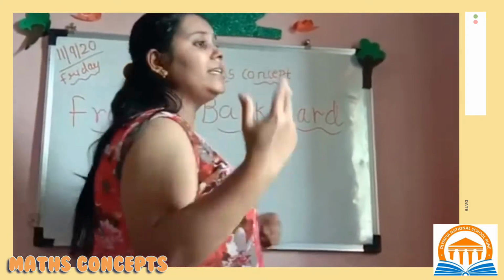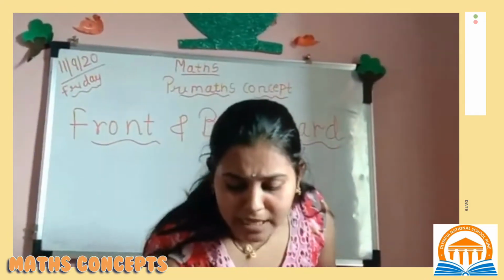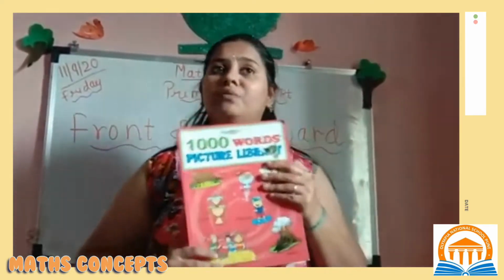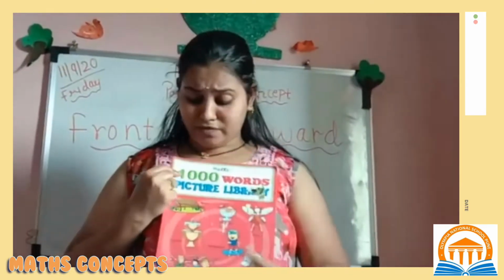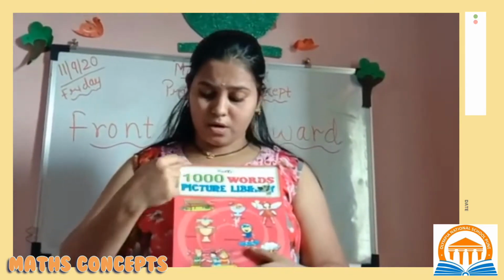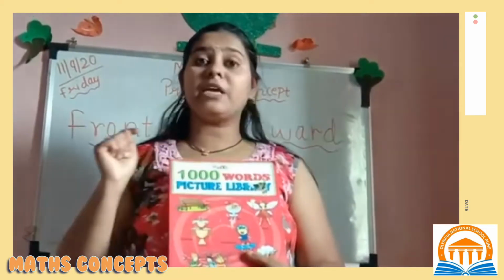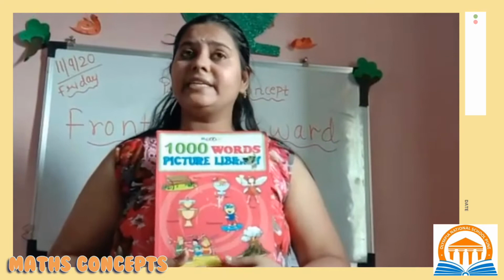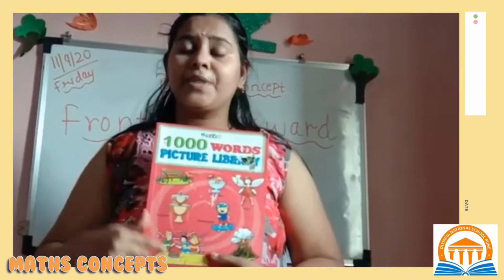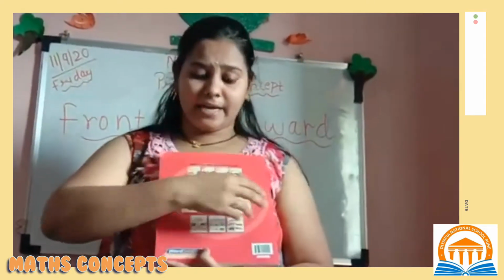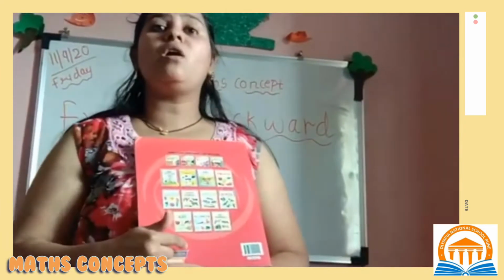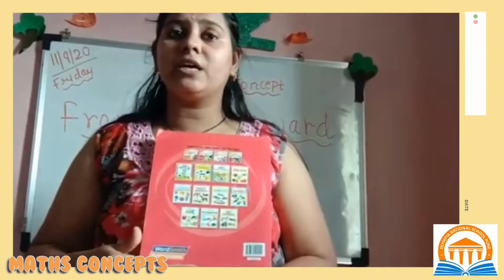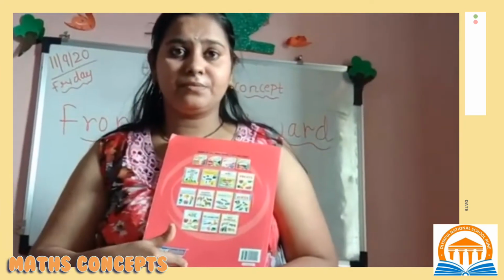Now let us take an example for that. Here you can see one book, right? I'm having one book. Now can you see the name of the book? Thousand Words, Pictures, Library. This is the front side of the book. Which side is it? Front side. Now if I turn it like that, this will be the back side. What will it be? The back side.